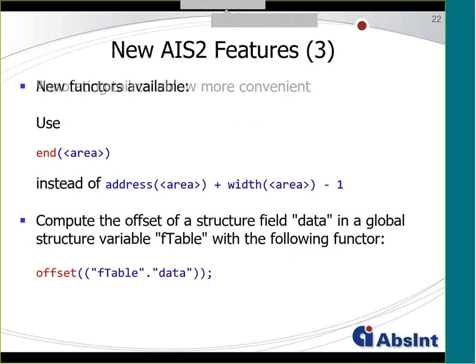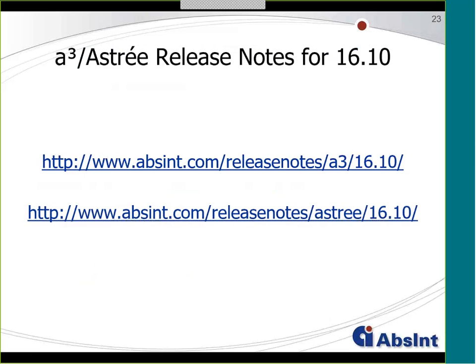And last but not least, we introduced new functors like this end functor. Instead of saying address area plus width minus 1, which is the endpoint of a memory area, you can now just use the end functor. And the offset functor is now also available. If you want to get the offset in bytes of a certain component in your structure variable, for instance, you can say offset ftable.data, and you will get the offset in bytes, which you can use in some further annotations. So that's it for the latest features in the 16.10 release for ASTRE and Acube, the binary-based analyzers.